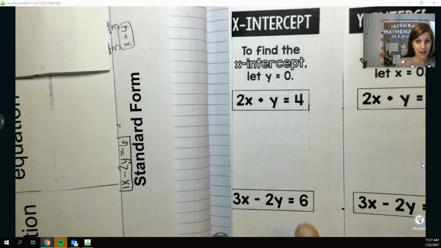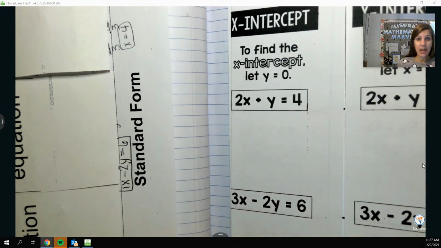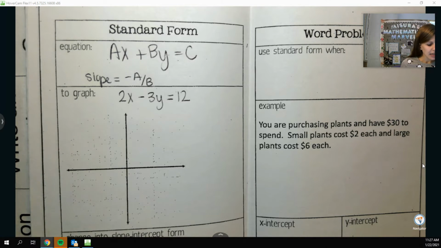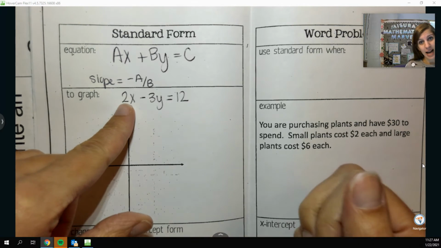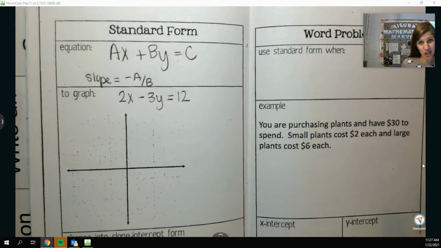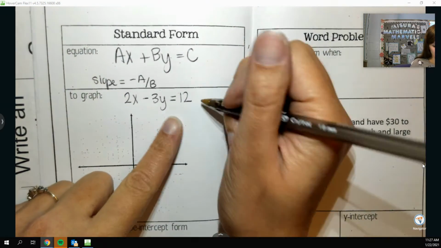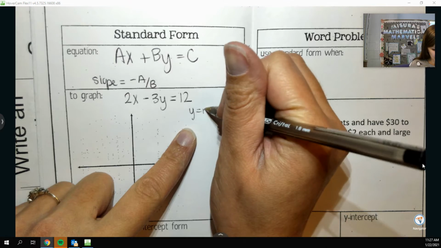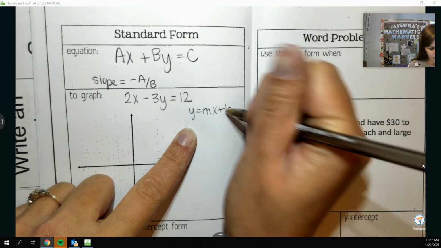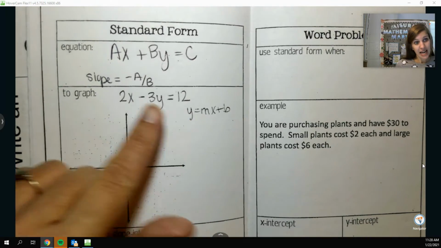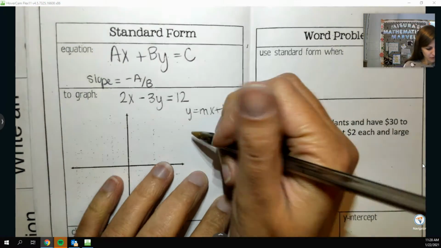So truly the quickest way to graph something in standard form is by finding the X and Y-intercepts, which we're going to do a lot of in the front here. But I want to practice another way as well because some of us might feel more comfortable doing that. So another way to graph is that I have to change the form. I'm going to change this from standard form to y equals mx plus b form because it's pretty easy to graph when I'm in y equals mx plus b.